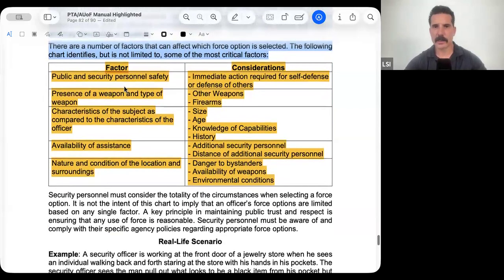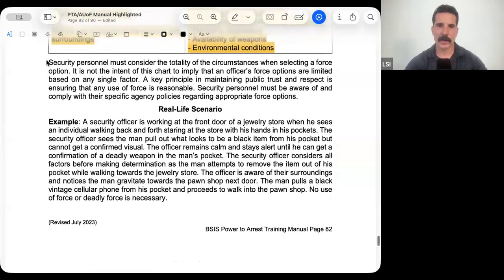All right, factors: public and security personnel safety considerations, immediate action required for self-defense or defense of others, presence of a weapon and type of weapon, other weapons, firearms, characteristics of the subject as compared to the characteristics of the officer. Now you're going to highlight this whole table right here. And then it goes: size, age, knowledge of capabilities, history. So those are characteristics of the subject. Availability of assistance, additional security personnel, distance to additional security personnel, nature and condition of the location and surroundings, bystanders, availability of weapons, environmental considerations. You're going to highlight that whole table. You should understand that. All right, and then it continues on.